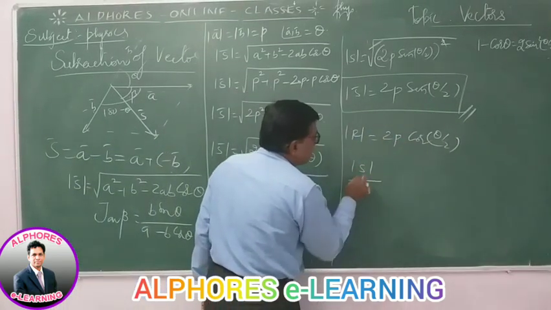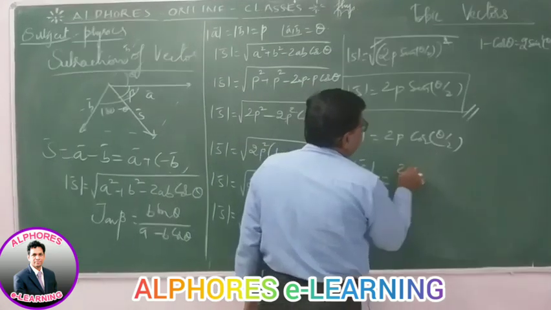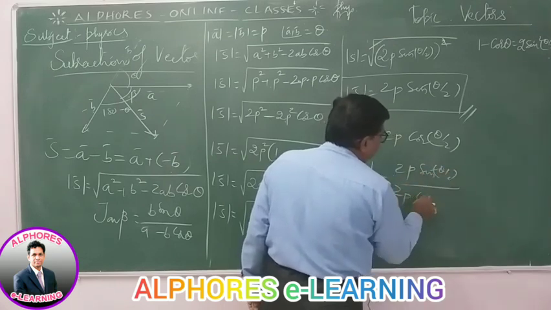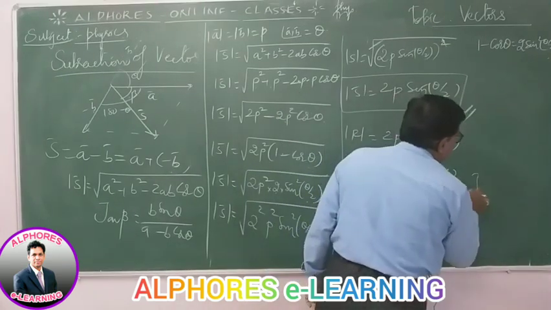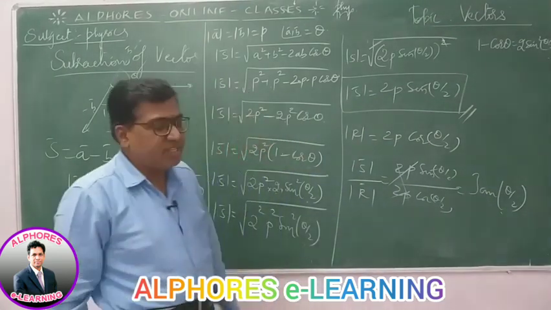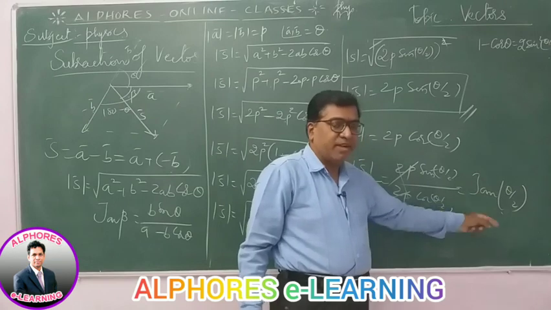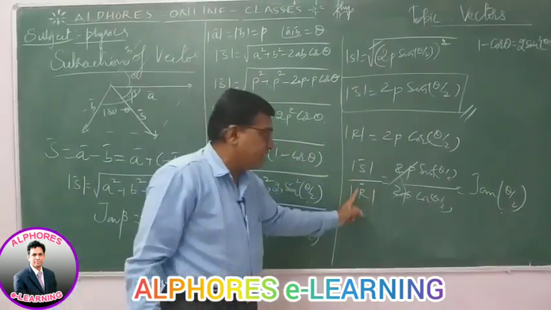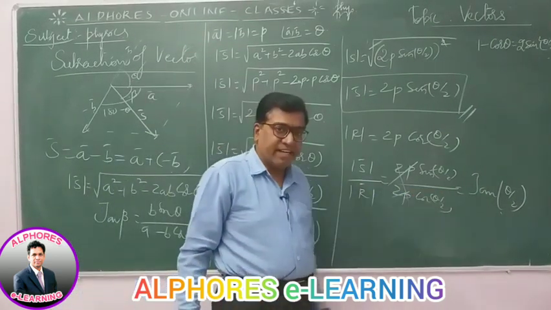If I divide both, mod S by mod R, it's 2P sin theta by 2 divided by 2P cos theta by 2. Well, 2P cancels, I get tan theta by 2. So the ratio of the subtraction resultant to addition resultant is tan theta by 2 when two vectors are of same magnitude. Here also it is the ratio of their magnitudes only. The ratio of the magnitudes will be tan theta by 2.